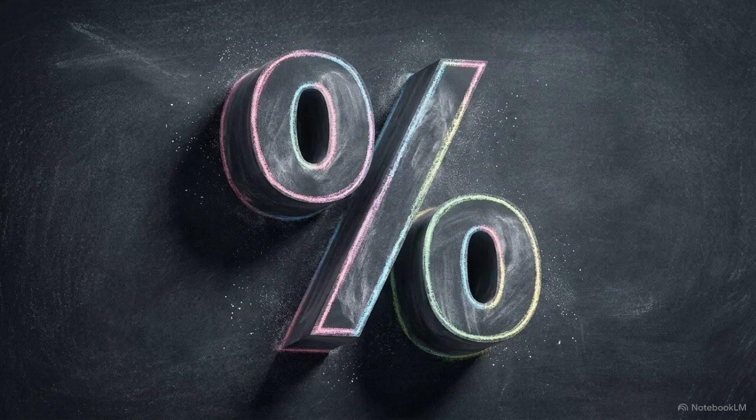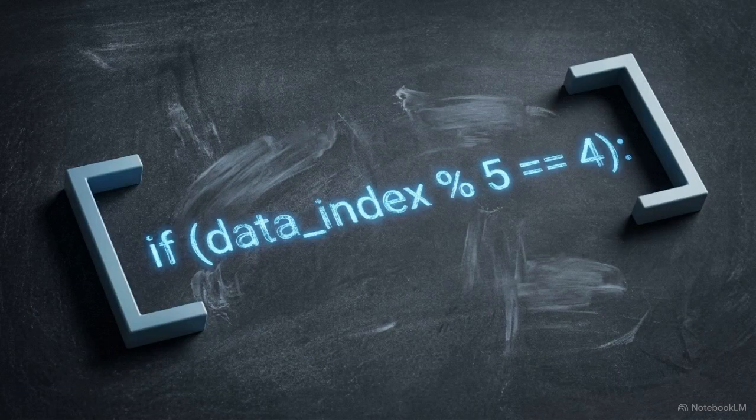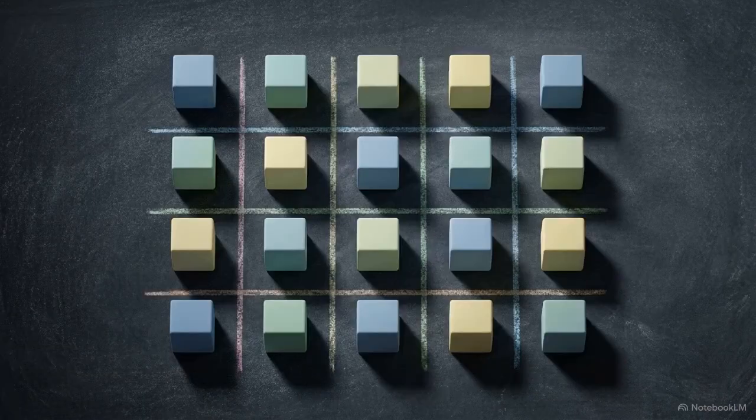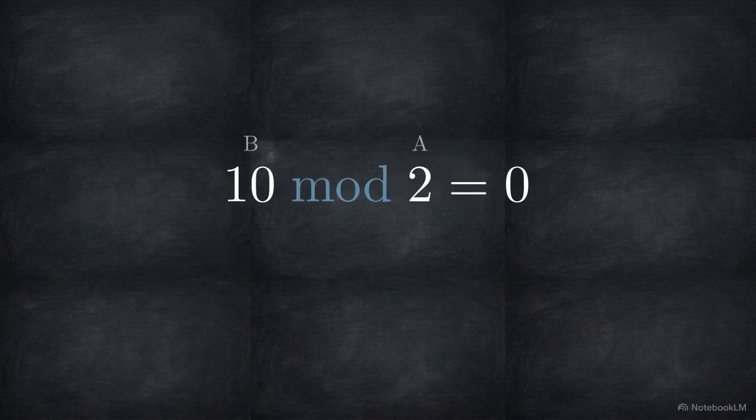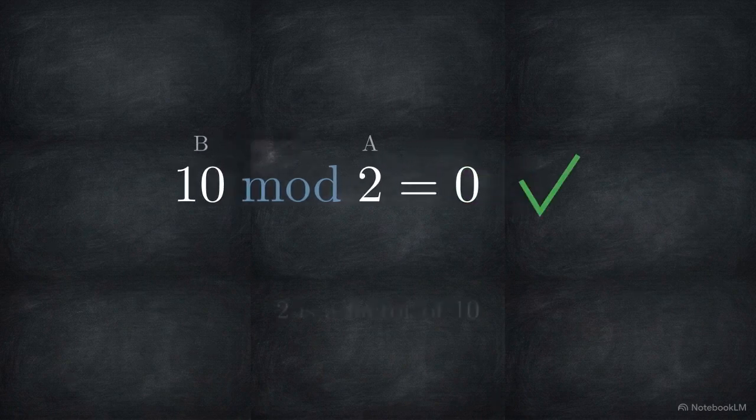Modulo is more than a byproduct of division. It is the primary tool used in data science to determine divisibility and cycle through finite data sets. We define a factor based on this modulo result. A is a factor of B if B mod A equals 0, meaning the division loop finishes with nothing left over.